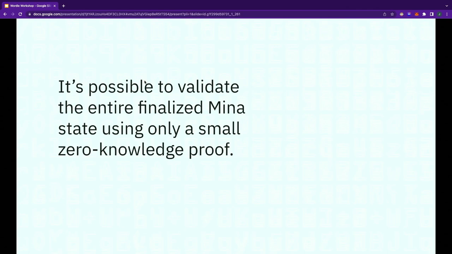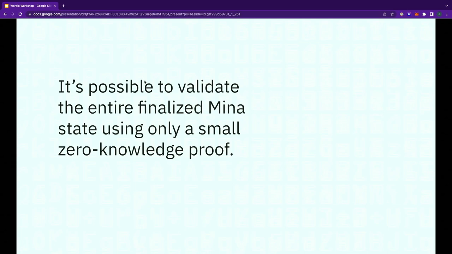Then when we have more transactions, we can take this last proof, verify it, verify all the transactions, verify that we've done everything correctly, and create a new proof. And then we can forget about the last proof. So in order to know that the current finalized Mina state is correct, you just need to verify this single proof.